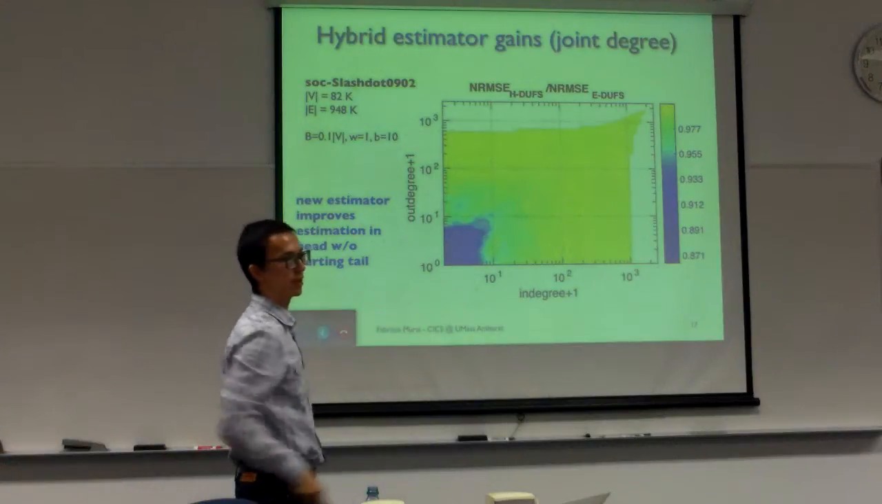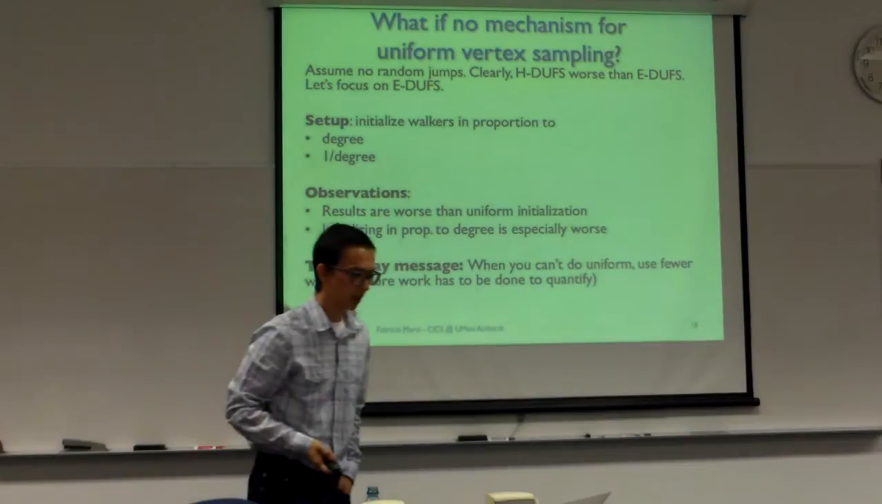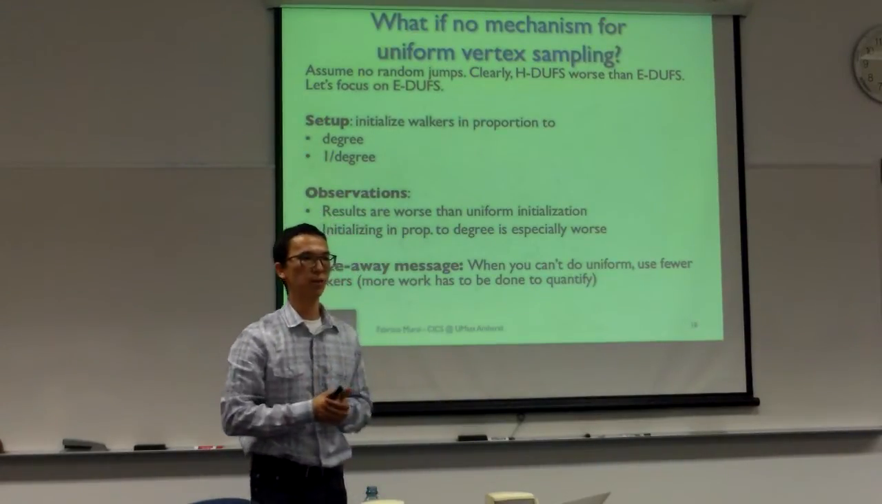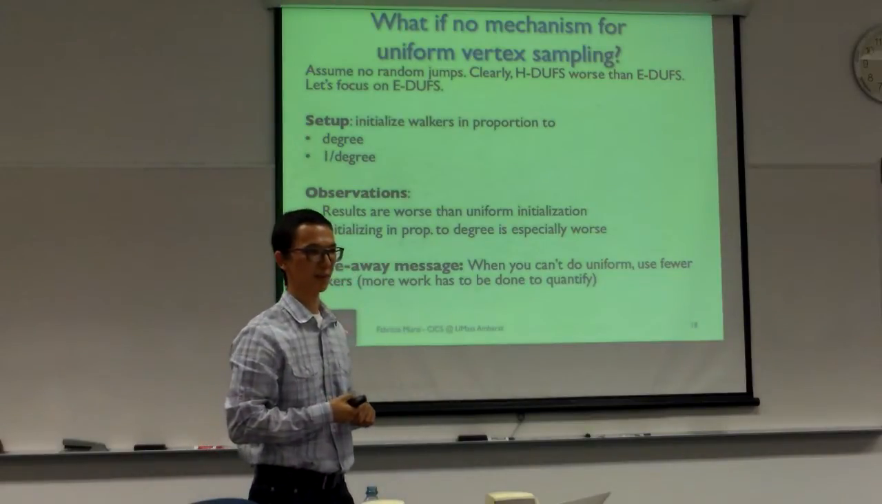without hurting the estimation at the tail of the distribution. Okay? So I remember you also asked me, what if there wasn't a mechanism for uniform vertex sampling?